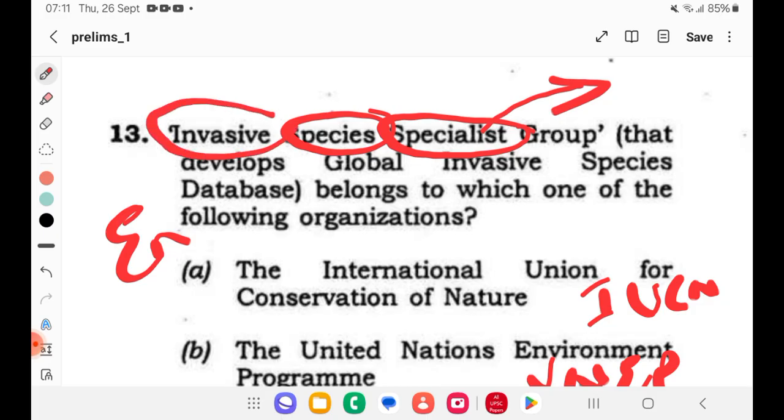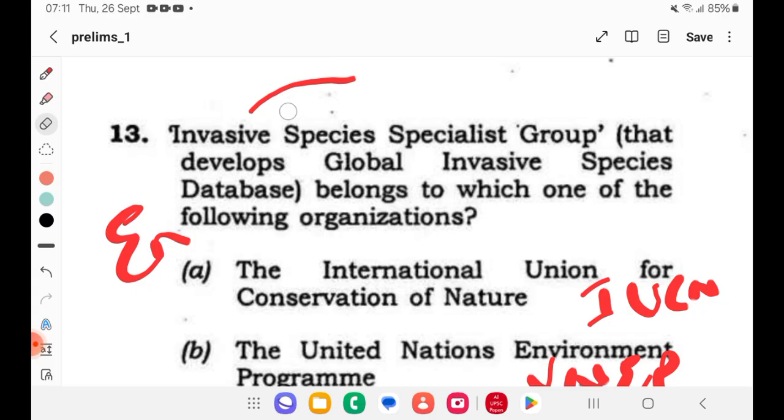And what is invasive? Invasive is the species which are not belonging to that region, but they are shifted to the region so that it is causing some harm. Okay, so those are exotic species which are causing harm. So that has to be checked so that species live good or they won't extinct. So what is that kind of organization which will release such a database? That is what they're asking. So I hope you understood the clue.